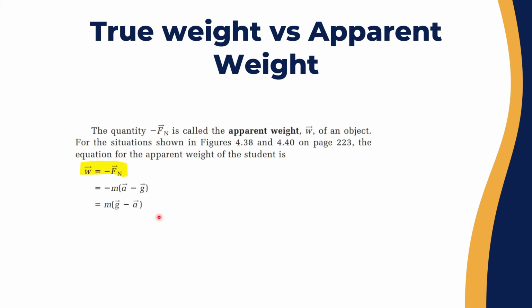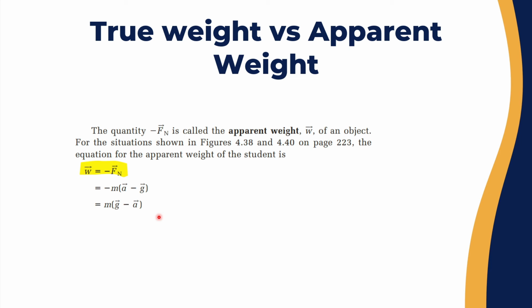So the quantity minus F normal is called the apparent weight in this case. His real weight is 600 newtons, but he was reading 525. When the elevator is accelerating up, it is reading more than the normal weight, while when the elevator is accelerating down, it is reading less than the normal weight. That is the apparent weight, or the virtual weight, for that object.